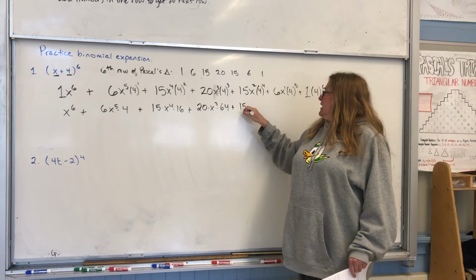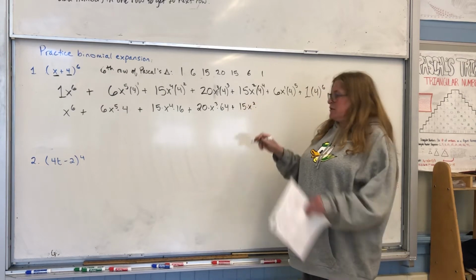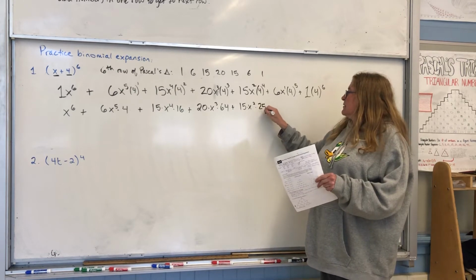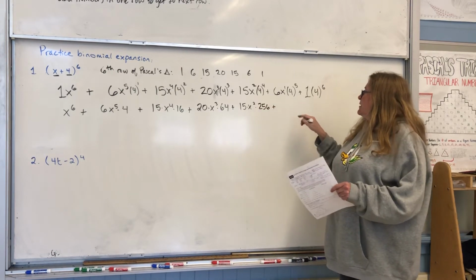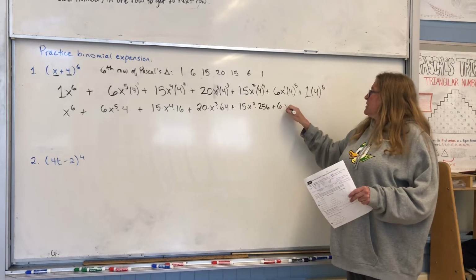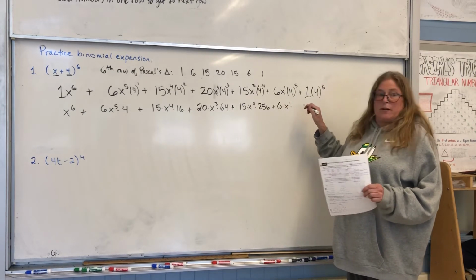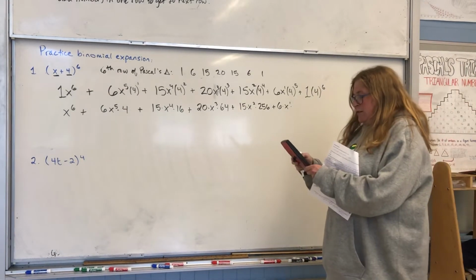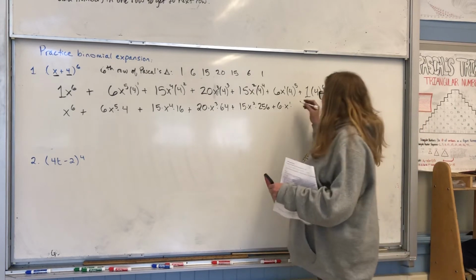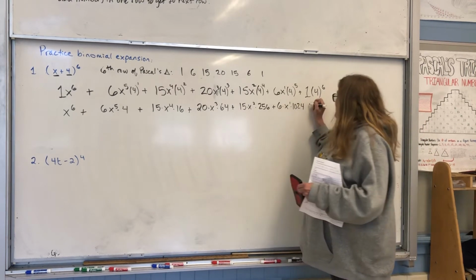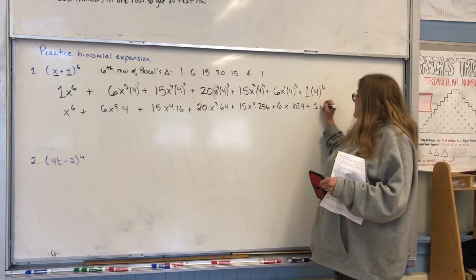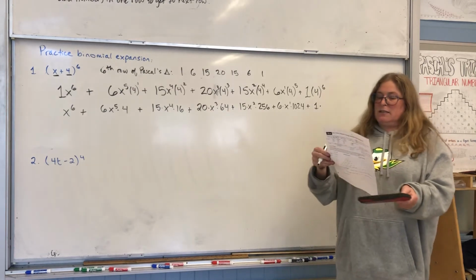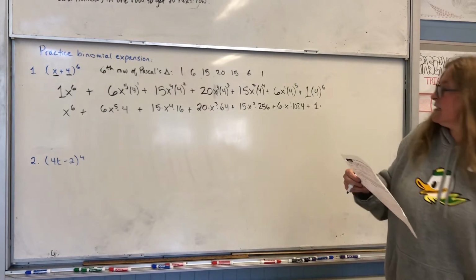This is 15 times x squared times 4 to the 4th, which is 256. This is 6 times x to the 1st times 4 to the 5th. I didn't write it down on my thing. 4 to the 5th is 1,024. And then the last one is 1 times 4 to the 6th, which is 4,096.